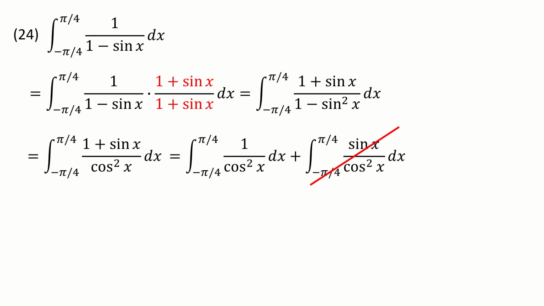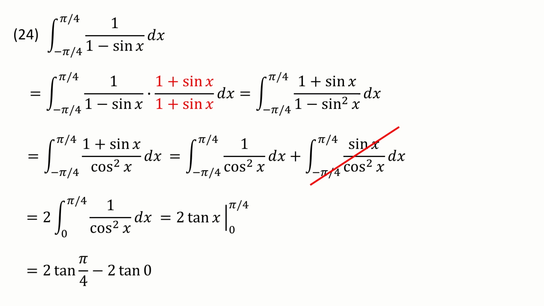But note that the second term vanishes because the integrand is an odd function. So we only need to deal with the first term. And for the first term, the integrand is an even function, so we rewrite it into 2 times the integral from 0 to pi over 4. We integrate it, and the antiderivative is tangent x. And we plug in numbers. So here is our final answer.